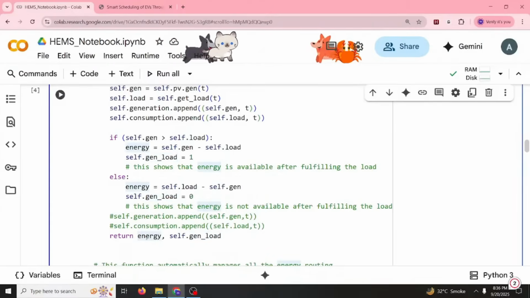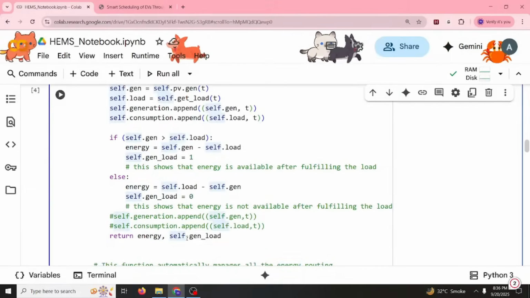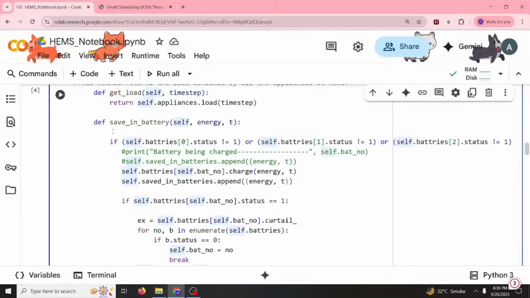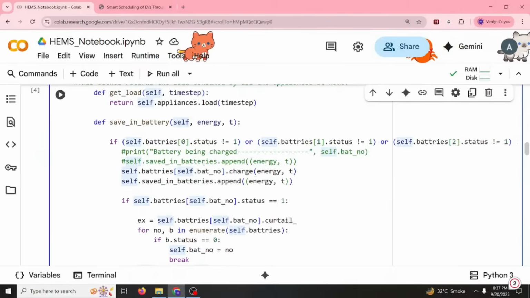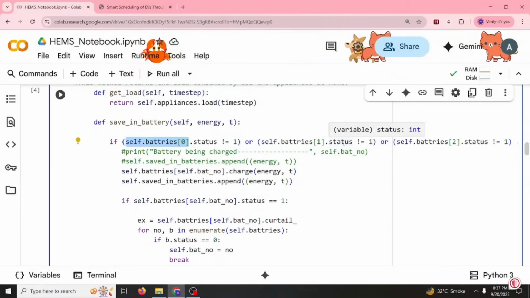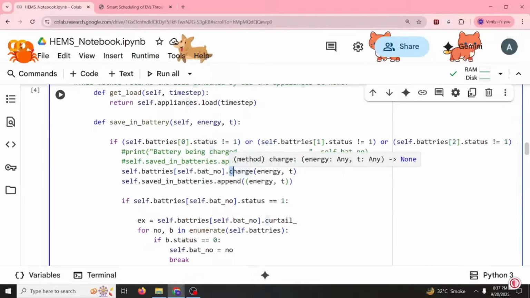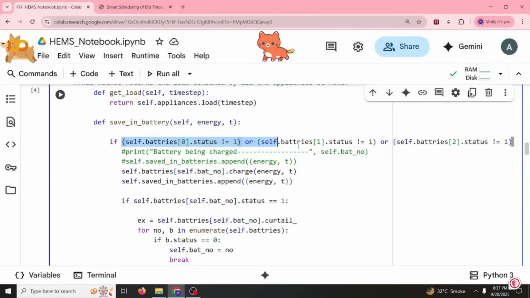So far so good. So now what we have here is energy. This energy is after fulfilling the load or having the remainder, and this is the generation function. The get load function actually gets the appliances. Now let us do the save battery function. Here we are charging the batteries one by one, where I say that if any battery from the set of batteries is not fully charged, then select that battery and just charge that battery.